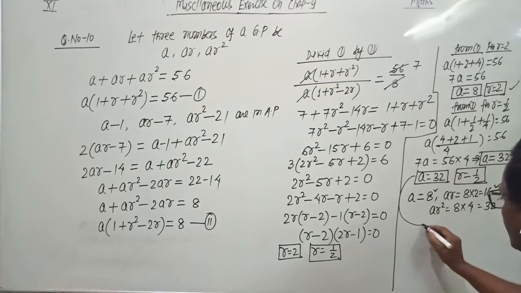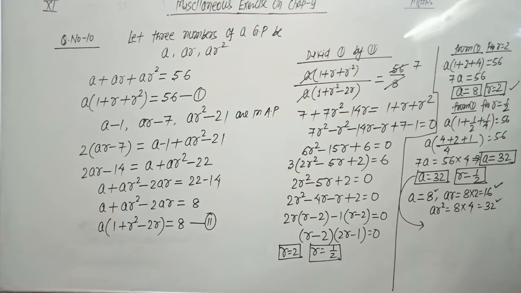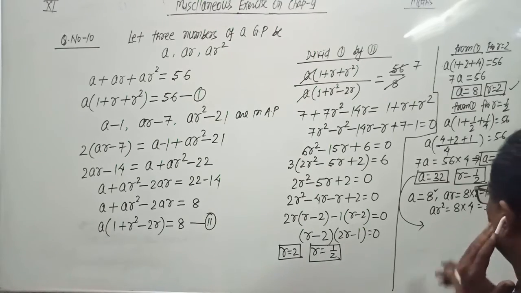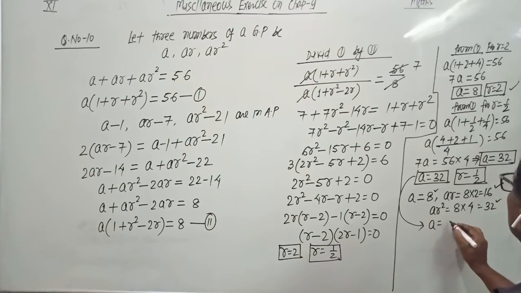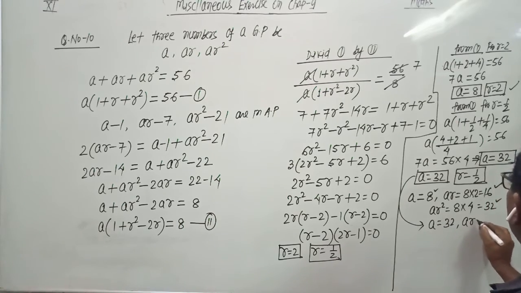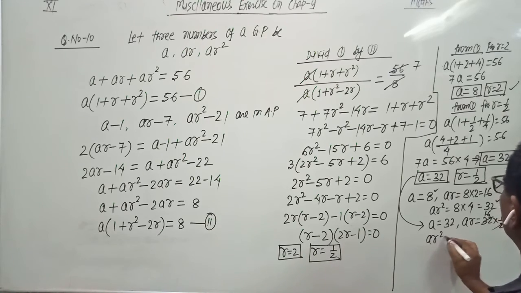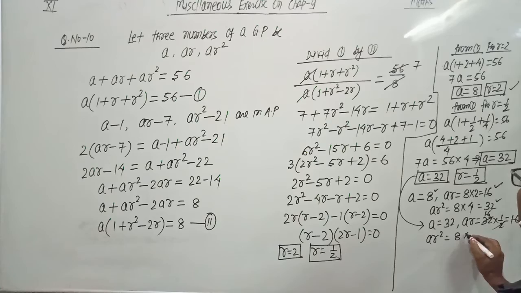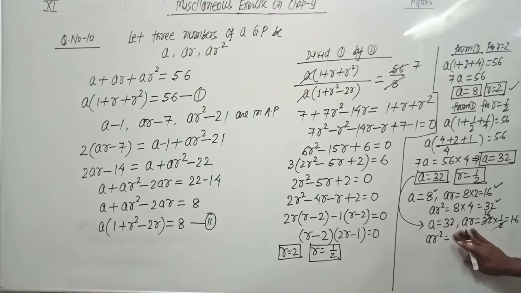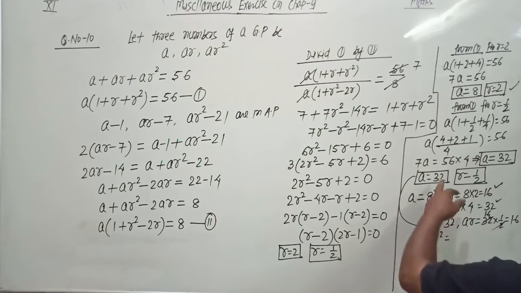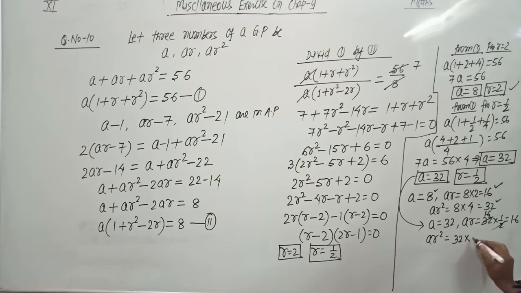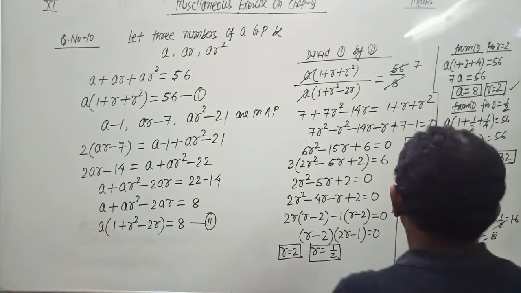And when we take the value a equals 32 and r equals 1 by 2, then the first term a equals 32, the value of ar equals 32 into 1 by 2, that is 16, and ar square: the value of a we are taking 32, and r square is 1 by 4, so that is 8.